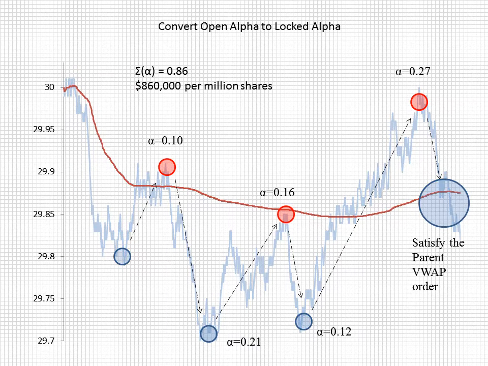In this example, there was 86 ticks of possible alpha. This could reduce our execution costs by as much as $860,000 on 1 million shares.